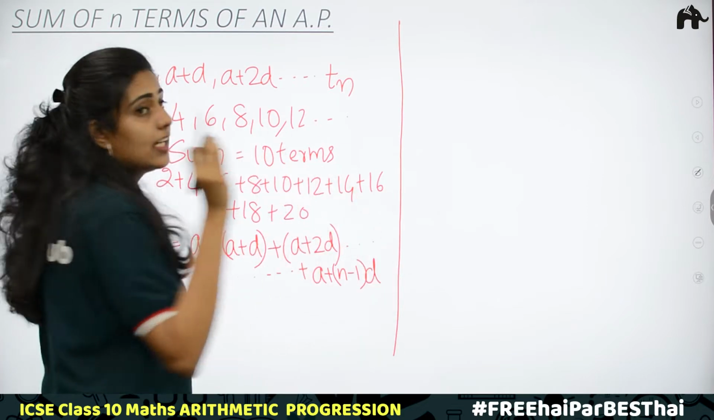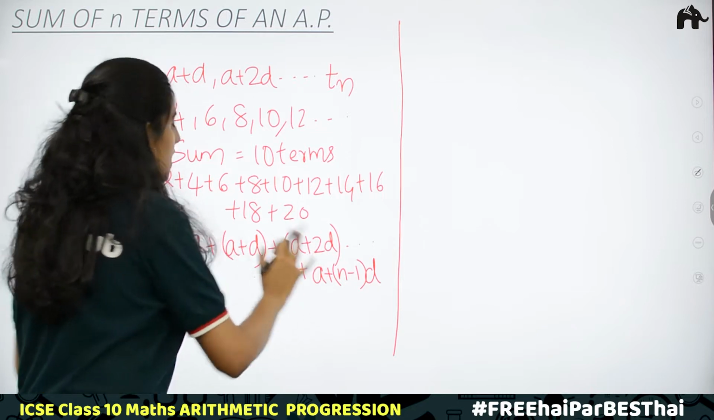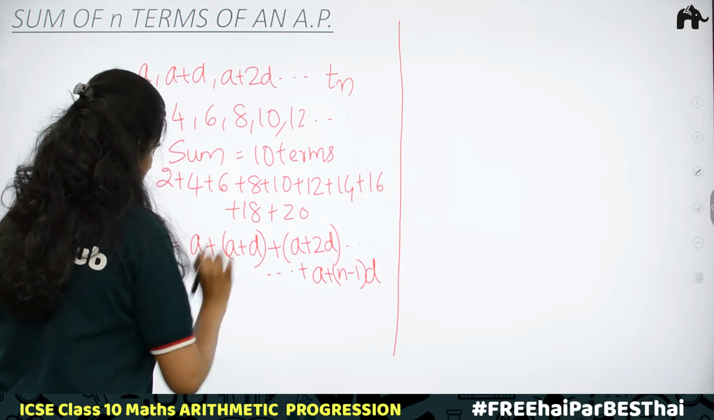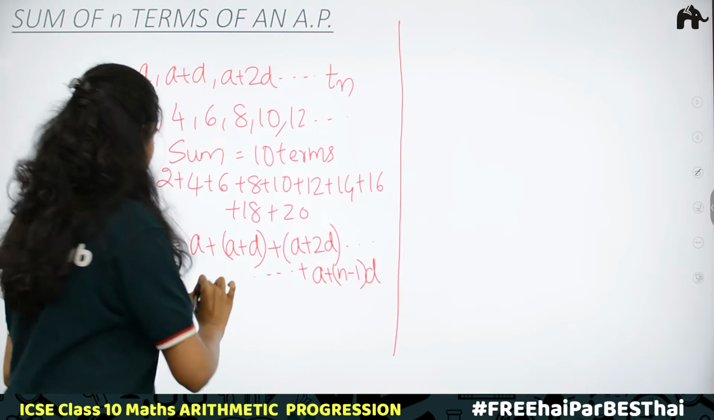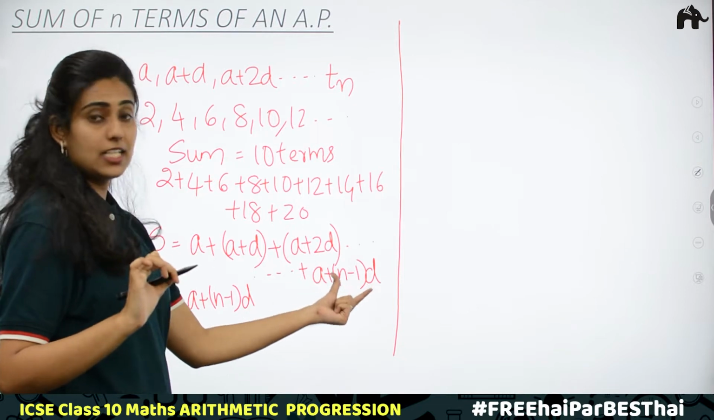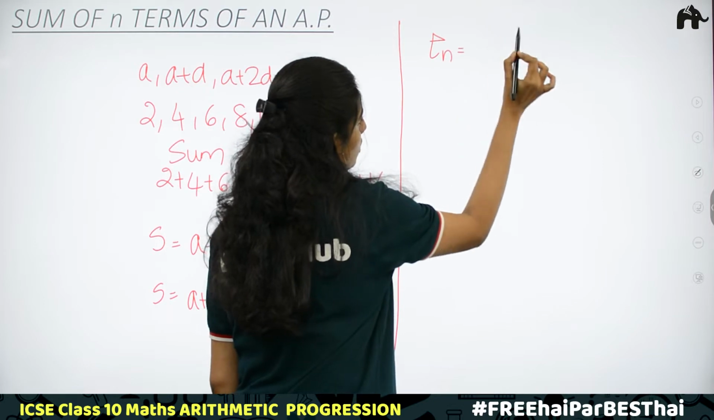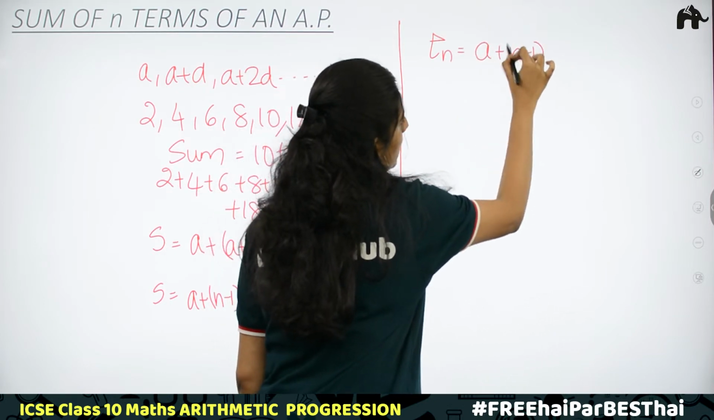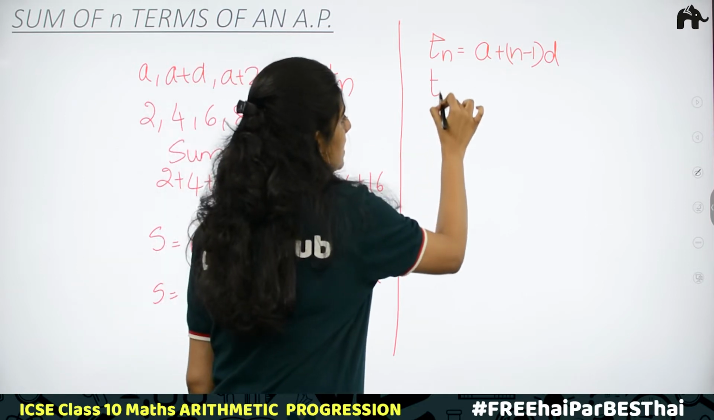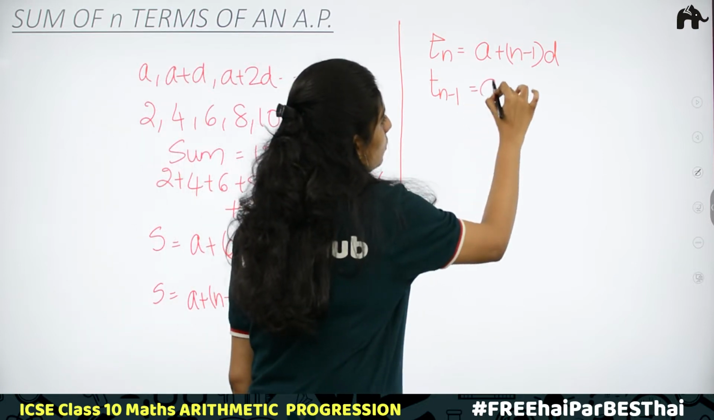Now we know a plus b and b plus a are equal. That is, on reversing the terms, there is not going to be any change. Now, if I write sum S is equal to, taking the last term first, a plus n minus 1 into d. What will be the term that comes just before this? We know nth term Tn is equal to a plus n minus 1 into d. The term that comes just before the nth term is the n minus 1 term, Tn minus 1.